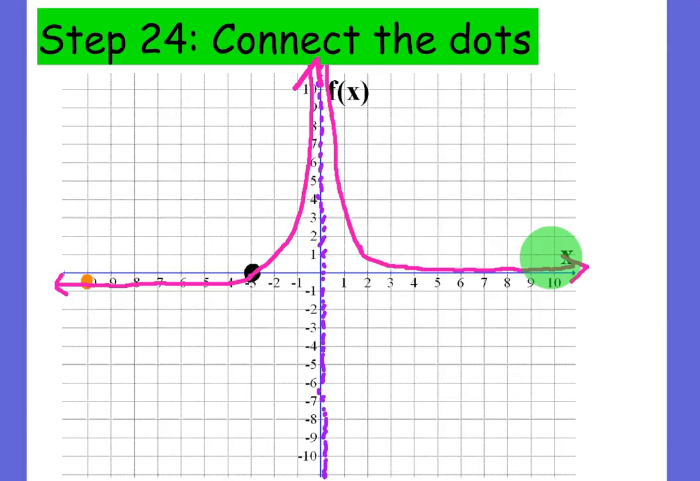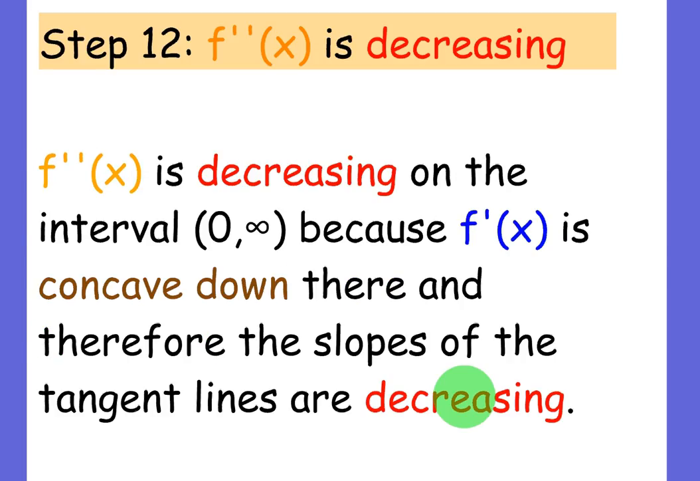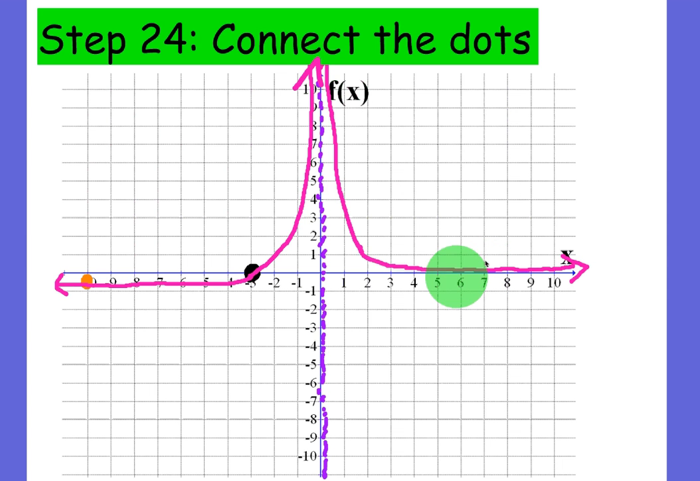Next, we figured out that it decreased from 0 to infinity, and I believe it's going to be above the x-axis all the way. Yes, it will be above the axis from 0 to infinity as well. So it will be decreasing, but above the x-axis. Again, we figured out it was going to be above the x-axis because f prime of x was increasing there. But ultimately it was going to be decreasing because f prime of x was concave down there. So you can have a function that decreases but is still positive. And that's exactly what we're going to do to finish out this graph. We put all that together, and there's only one way to sketch it.